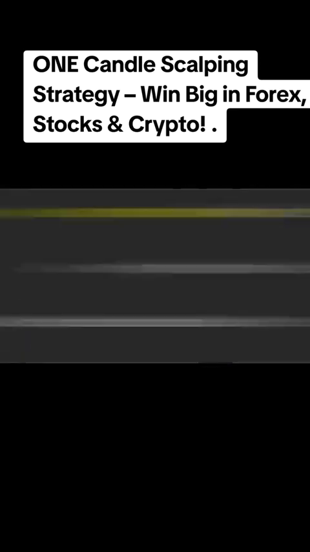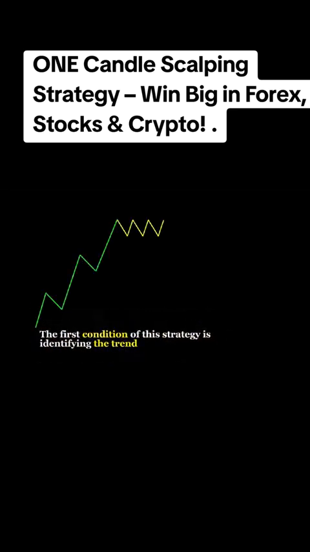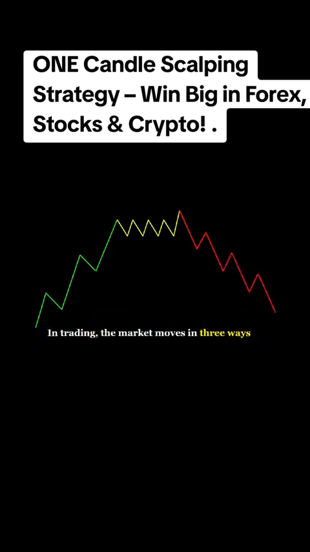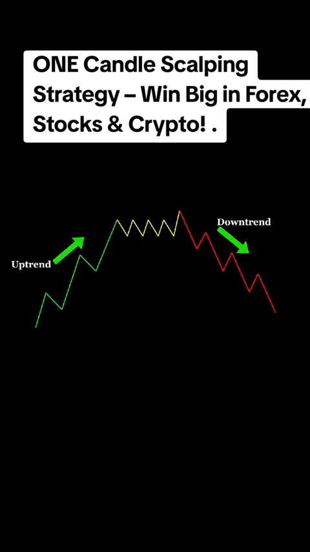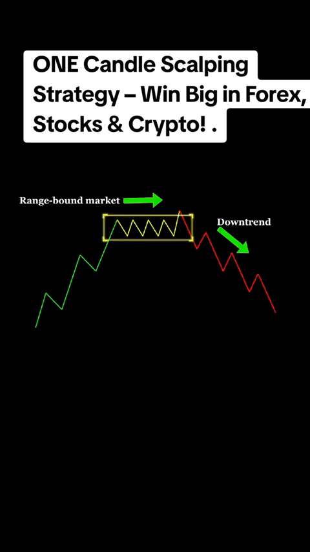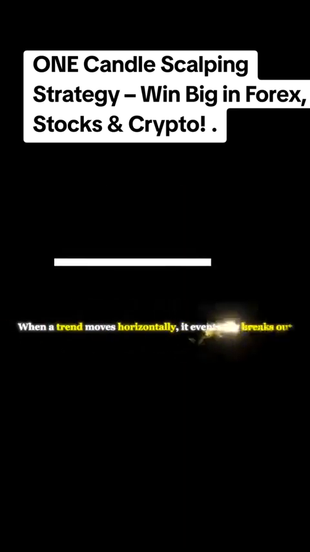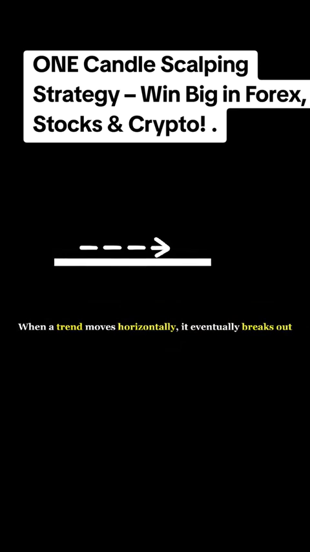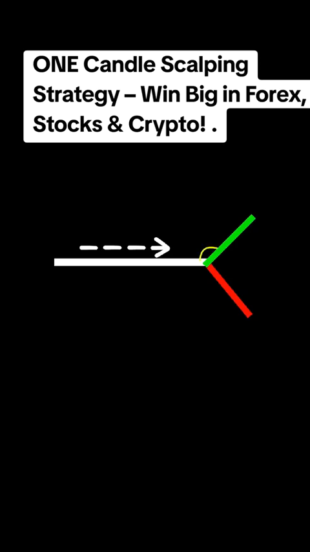Now, let's get started. The first condition of this strategy is identifying the trend. In trading, the market moves in 3 ways: an uptrend, where buyers are in control and push prices higher; a downtrend, where sellers take charge and drive prices lower; and a range-bound market, where price moves sideways in consolidation. For this strategy, our focus will be on the range-bound market, because that's where the magic happens. To break it down, when a trend moves horizontally, it eventually breaks out, either ascending or descending, forming an angular movement. This angle, typically around 45 degrees or more, is the hidden treasure we're after.